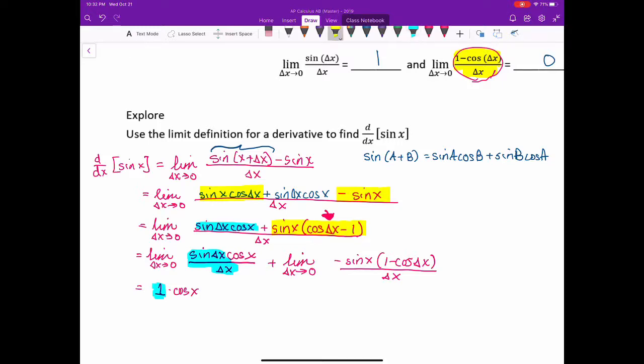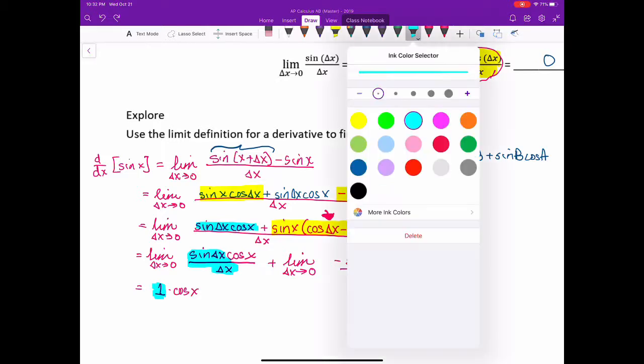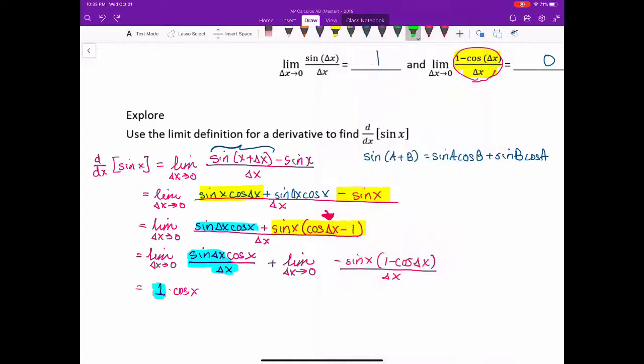And then over here, again, maybe I should pick a different color so it doesn't get mixed up with everything else. What should we pick? Pink, well, maybe pink is not good with red. Let's do green. This one right here, I'm going to group that together. And I can also see that sine of x doesn't have a delta x in it. So that's not going to be affected by the limit at all.